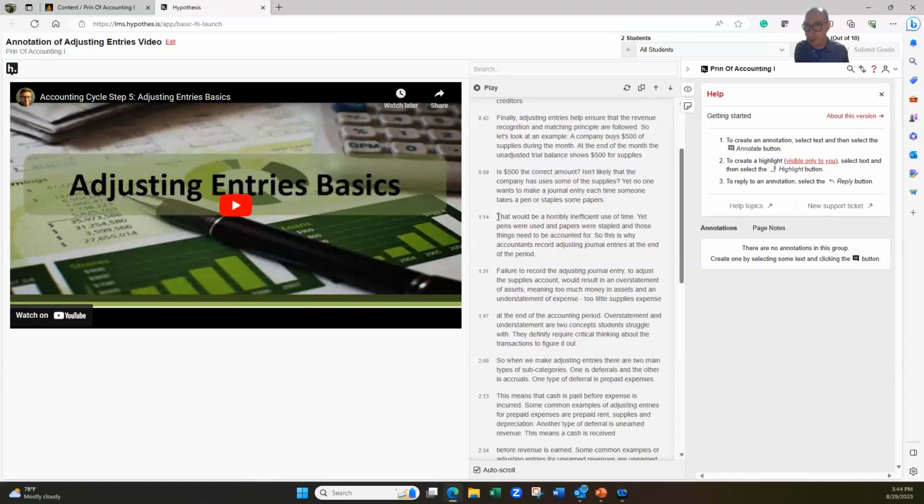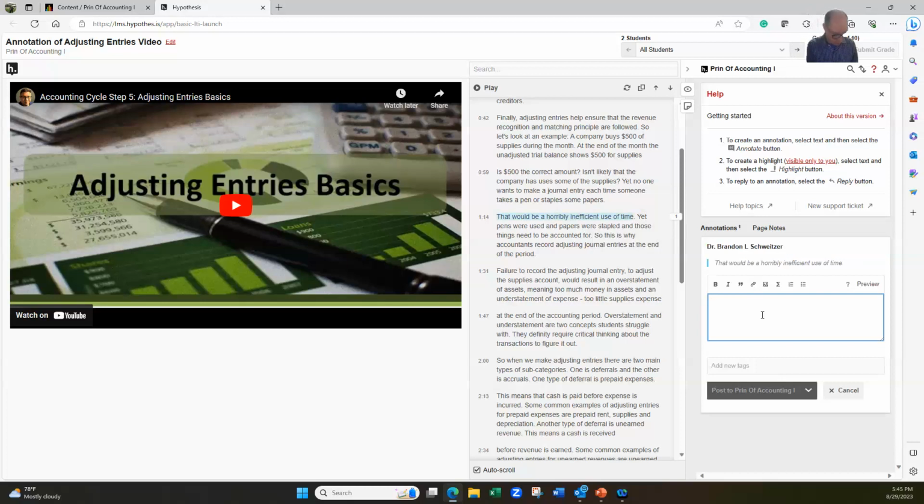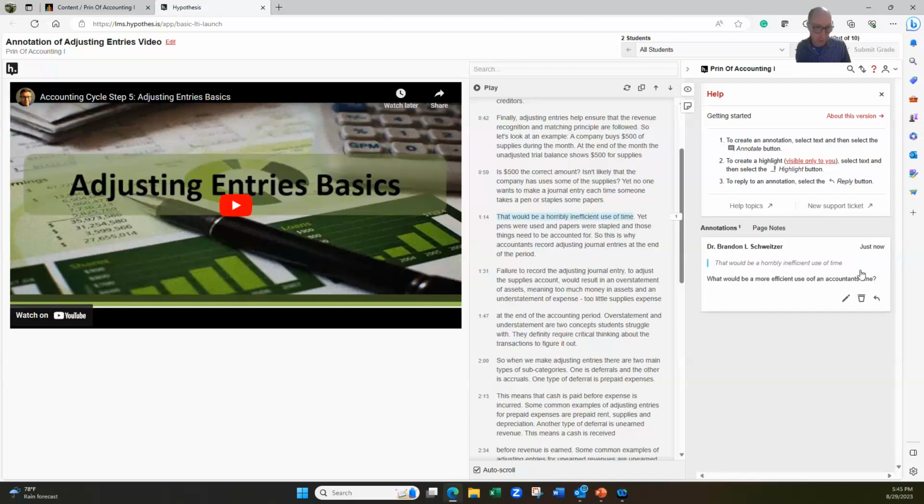So I'm going to come in here and I'm going to highlight a part that I'm interested in. Okay, and then you'll click on this one that says annotate after you've highlighted the text. And the annotation is something like this. What would be a more efficient use of an accountant's time? So that, and then you'll click post. And so that is called an annotation. It's a note, and you're highlighting an area of interest on the text, and you're creating a note.